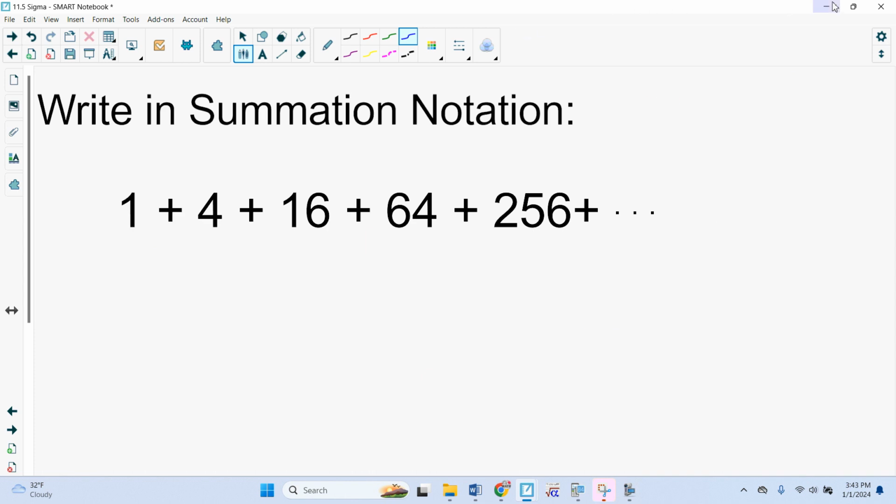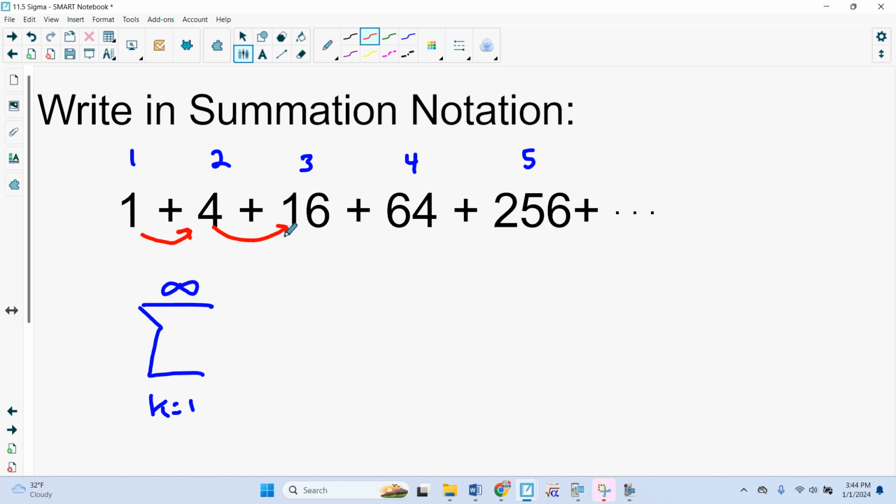So another one. 1 plus 4 plus 16 plus 64 plus 256. So once again, it helps if you think of the 1, 2, 3, 4, 5. This is obviously to infinity, so this is k equals 1 to infinity. And now you want to figure out, okay, what type of series is this? How do you get the next term? In this case, you can see to get the next term, you are multiplying by 4.